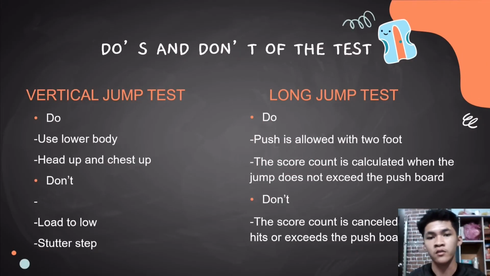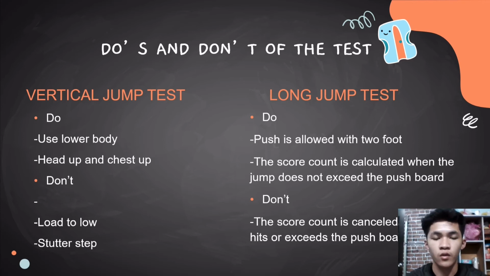The do's and don'ts of the long jump test. First we go to the do's. Push outward with 2 feet, which means when they jump with 1 foot it will not count in the test. Second, the score is counted when the jump does not exceed the push bar, which means when the subject does not hit or exceed the push bar, it will be counted as a mark.